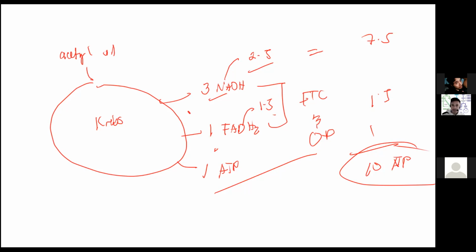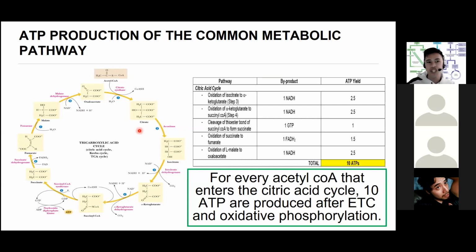Questions so far? So in the end, for every acetyl-CoA that enters the Krebs cycle, going to the ETC and oxidative phosphorylation, we are able to produce 10 ATP. Okay? Questions, ladies and gentlemen? No questions so far.